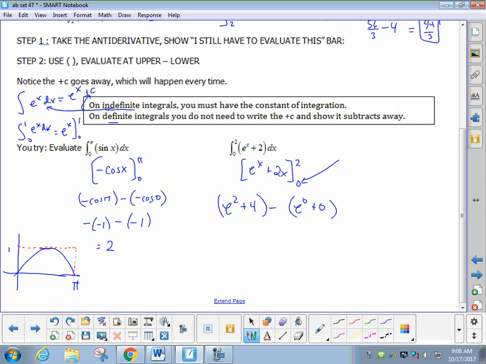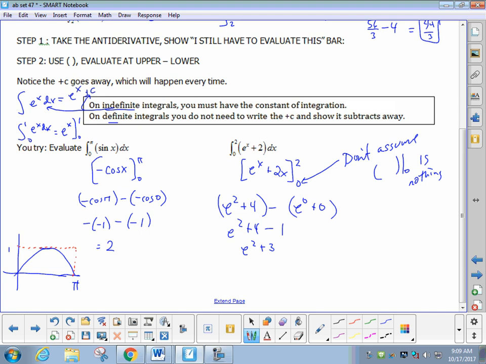All right? So don't assume that something to the 0 is nothing. It sometimes is. It often is. It frequently is. It almost always is, but not always. E squared plus 4 minus 1. You get e squared plus 3.